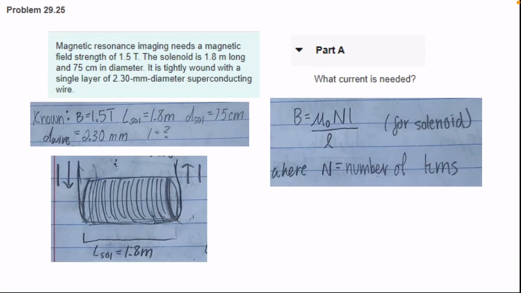So problem 29.25 explains that a magnetic resonance imaging needs a magnetic field strength of 1.5 Tesla, and the solenoid that's used is 1.8 meters long, 75 centimeters in diameter. It is tightly wound with a single layer of 2.30 millimeter diameter superconducting wire.